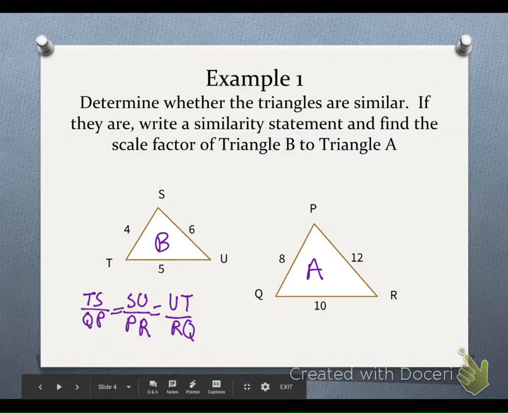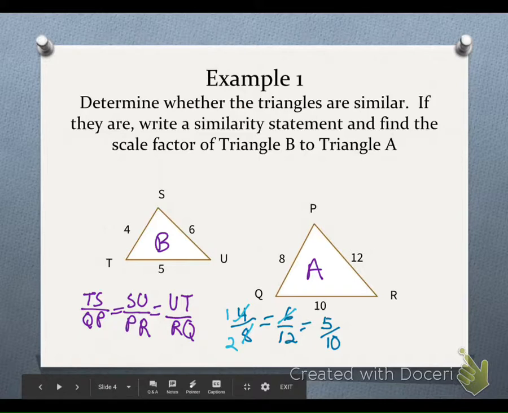After this, we're going to substitute in what we know. So what we know is TS. TS is 4 over QP, which is 8. And then we go to SU, which is 6 over 12. And last but not least, we have 5 over 10. I'm going to reduce this using a different color. So when we reduce this, what goes into 4 and 8? 4 goes into 4 one time. 4 goes into 8 two times.